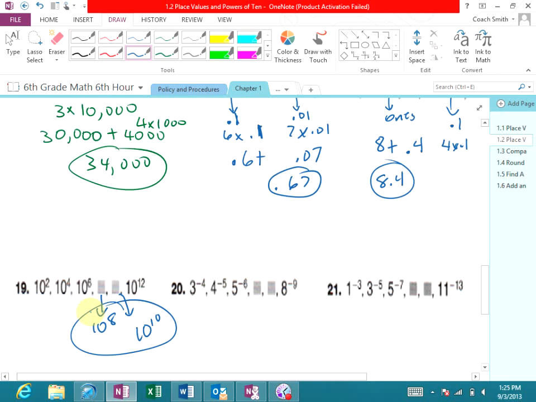Okay? So let's look at number 20. I want you to do number 20 on your own. When you have the answer, raise your hand. So I got 3 to the negative 4th, 4 to the negative 5th, 5 to the negative 6th, blank, blank, 8 to the negative 9th. Okay, so you got to establish the pattern with the base, and you got to establish the pattern with the exponent. I want to give everybody a little time here, make sure everybody gets a chance to do it before we give you answers.